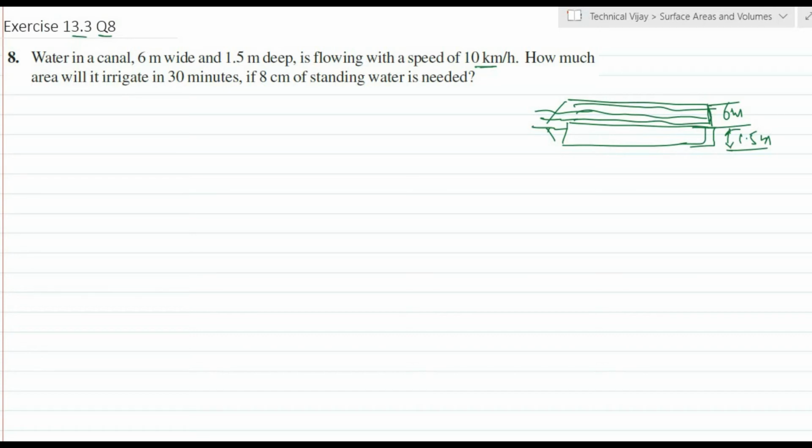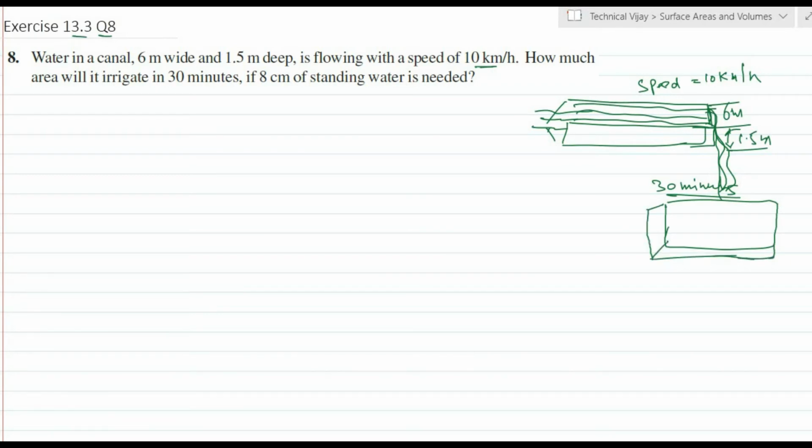It is flowing with a speed of 10 km per hour. How much area will it irrigate in 30 minutes? In 30 minutes this much water is flowing, and how much area will it irrigate if 8 centimeter of standing water is needed? This is the area of the field, and the height is 8 centimeter of standing water.